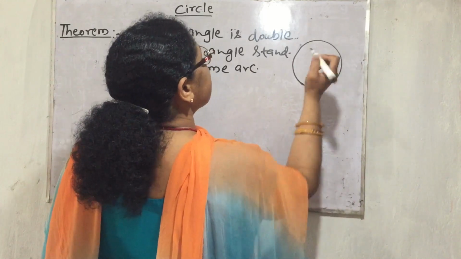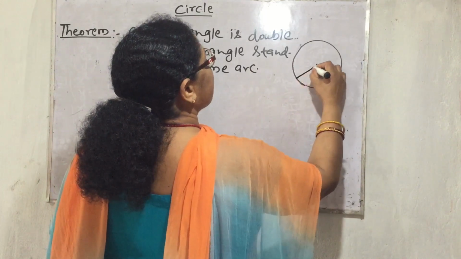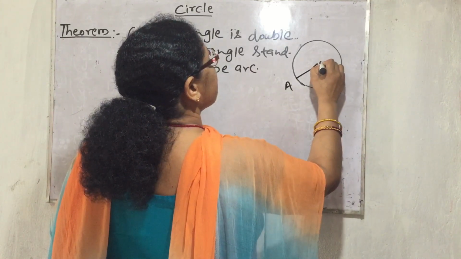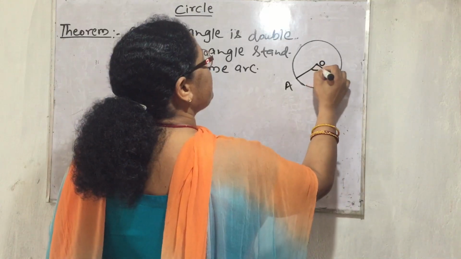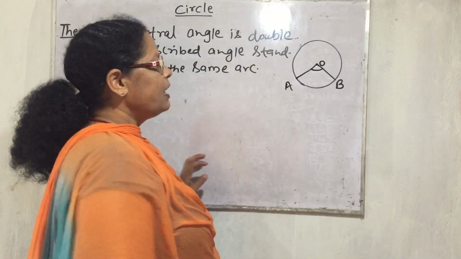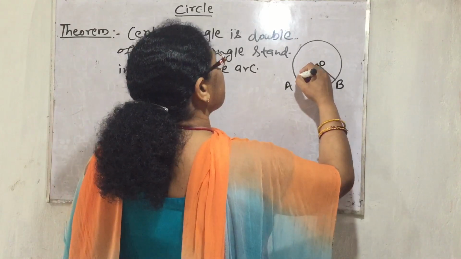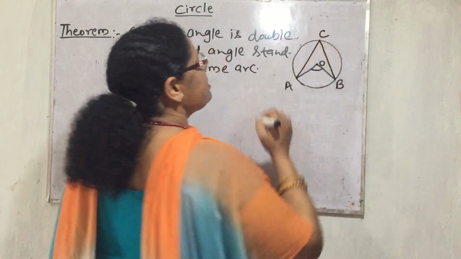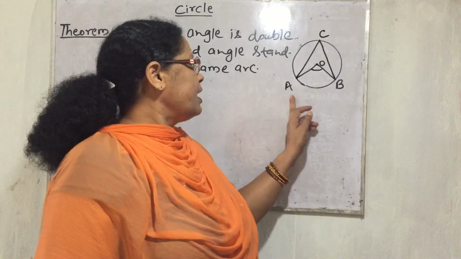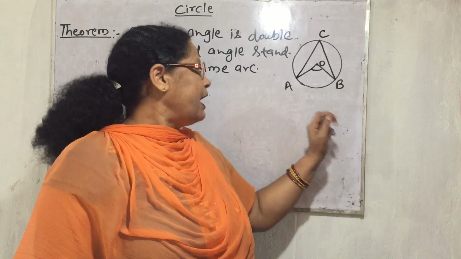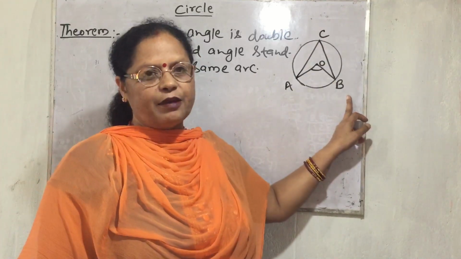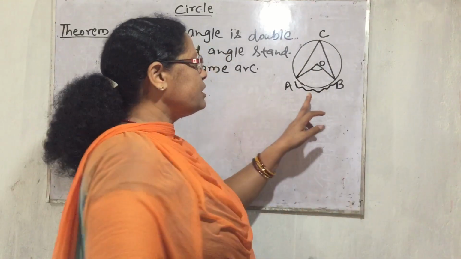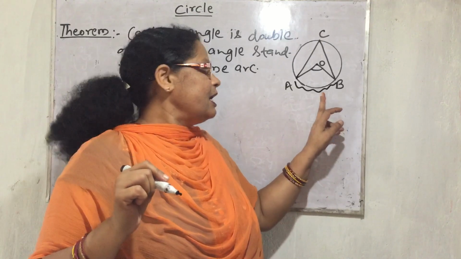In the figure, this is the center of the circle. It is A, it is O, and B. AOB is the central angle. Now the inscribed angle: ACB is the inscribed angle. AOB is the central angle and ACB is the inscribed angle. Both are standing on the same arc, this arc AB.